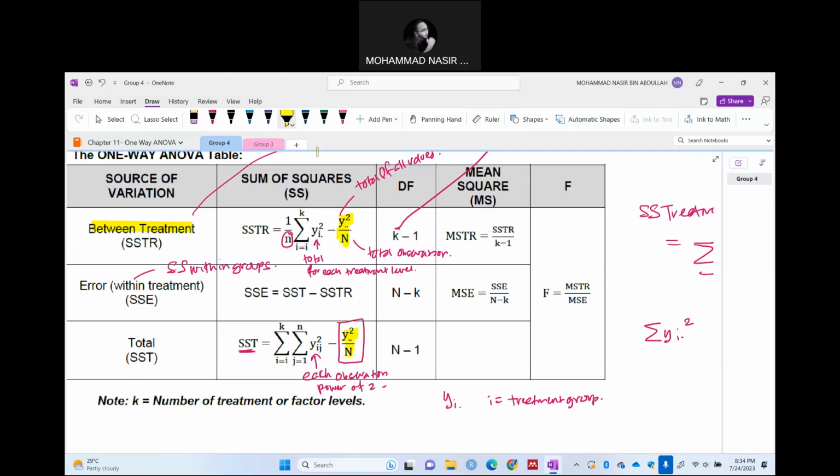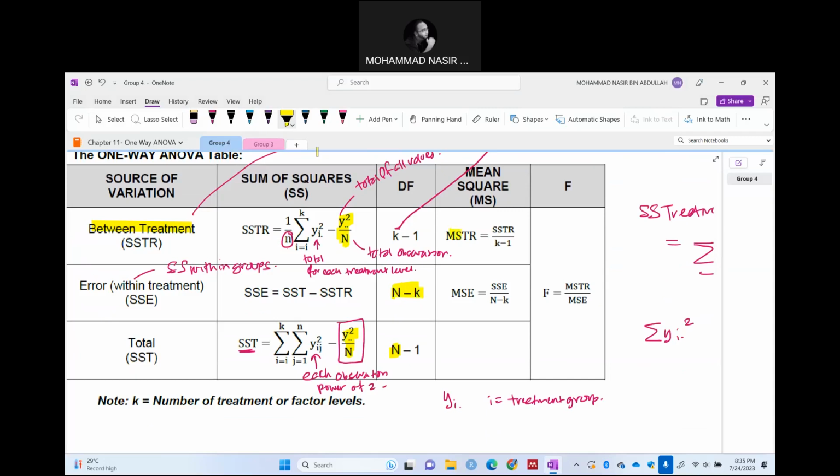Okay, this is the total observation, meaning the total of all values, all observations, and we square and divide by total observation. And capital N is total observation minus 1, and this is the degree of freedom for error: total observation minus number of group, right?